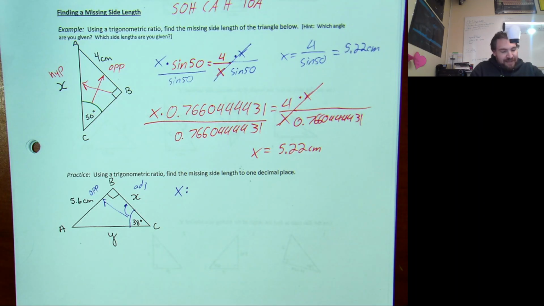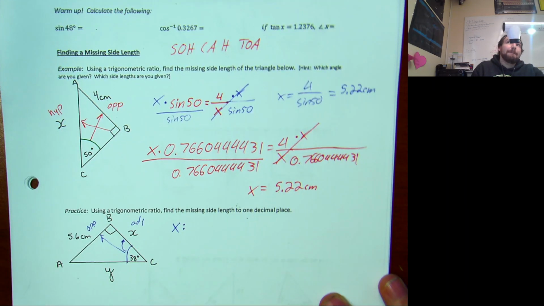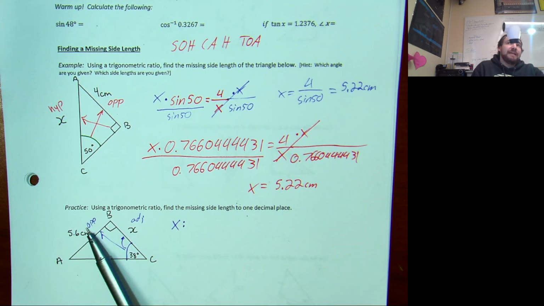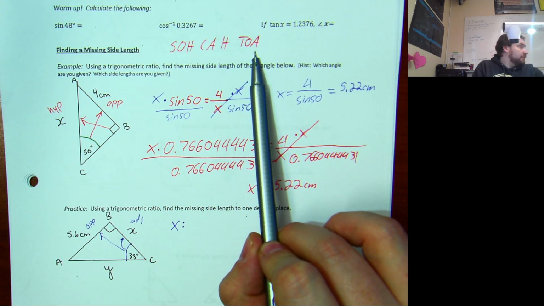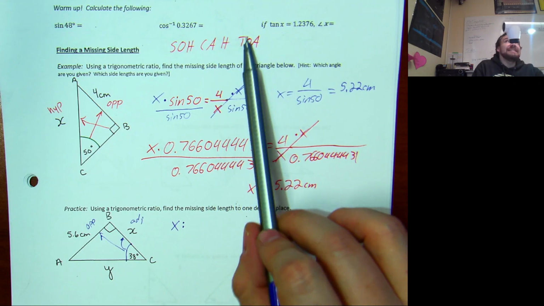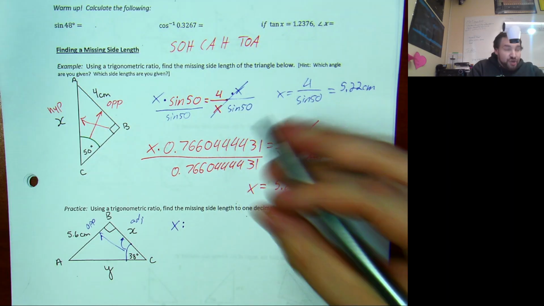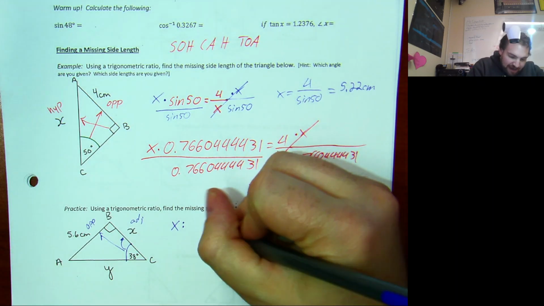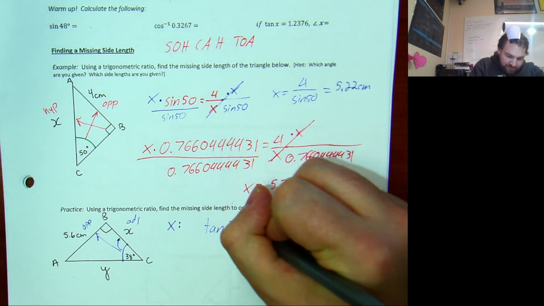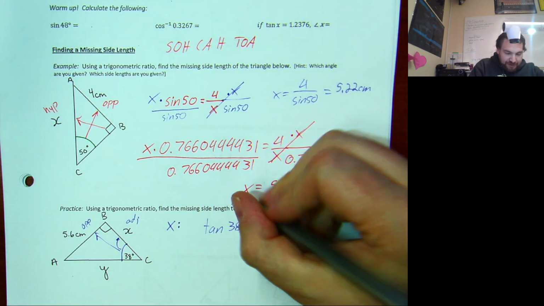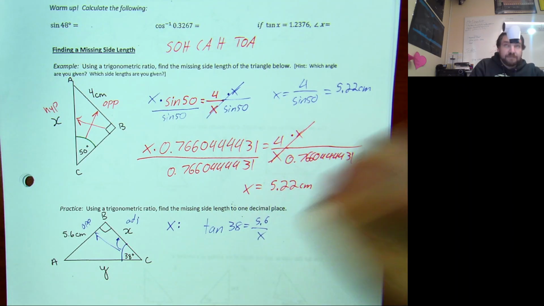Nika, which ratio am I then going to use if I have the opposite side and the adjacent side? If I have the opposite side and I'm looking for the adjacent side, which of these ratios am I going to use? I'm going to use TOA. And T stands for tan. Love it. So now I actually want to write this whole thing out. Tan, what's my angle? 38. Thank you, Chelsea. Is going to equal, now it's opposite over adjacent, so that's going to be 5.6 over x.